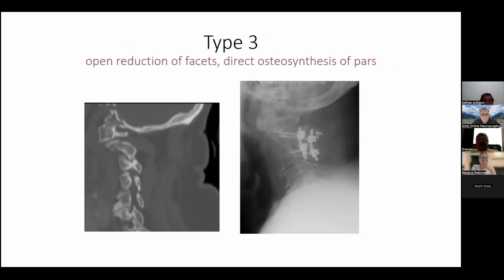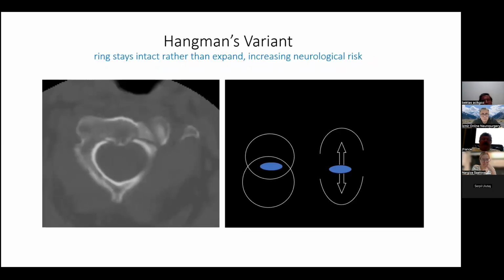This is a type 3 fracture. This is very unique. They're very uncommon. If you can do a closed reduction or an anterior reduction and get the facets to reduce, you can obviously treat it non-operatively, but most of these require an open reduction. In this one, we were able to do a direct osteosynthesis of the fracture and then a posterior C2-3 fusion.